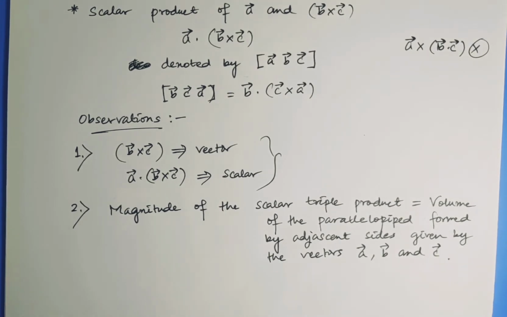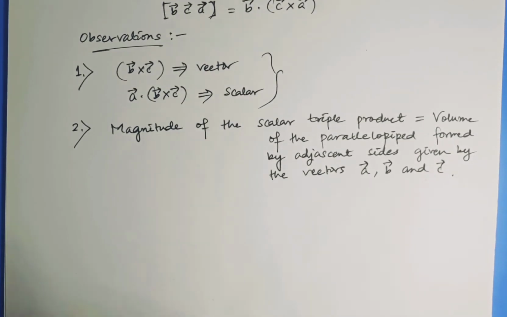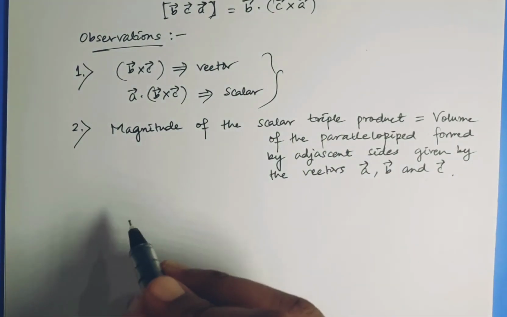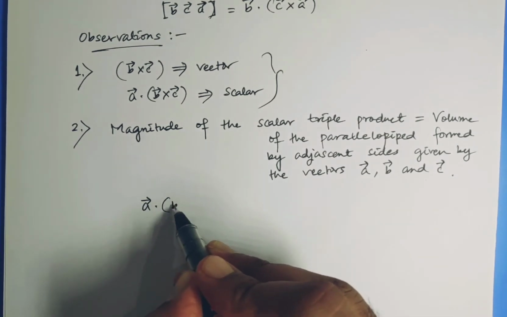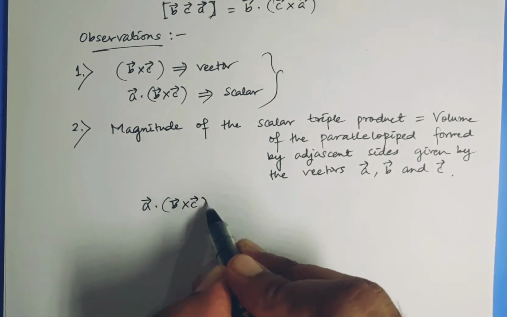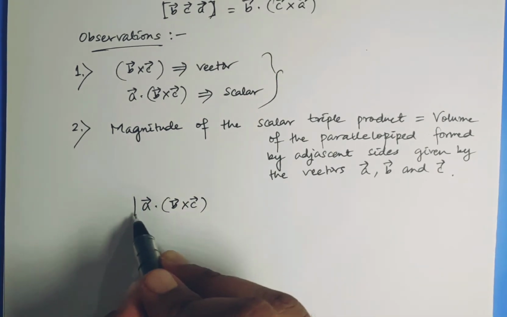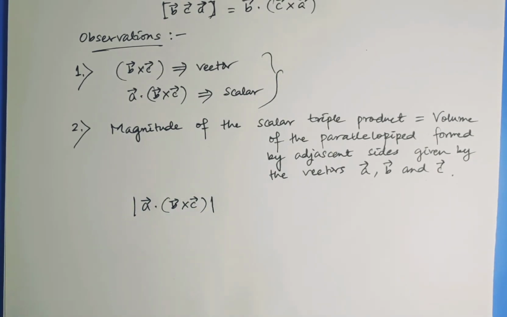So what it says, the magnitude of scalar triple product is equal to the volume of the parallelepiped formed by the adjacent sides given by the vectors A, B and C. Understood? Now magnitude of scalar triple product is what? We have already done magnitude. Scalar triple product is this thing, A dot B cross C. Now magnitude of it is just written like this. Clear? Now let's see what a parallelepiped is.